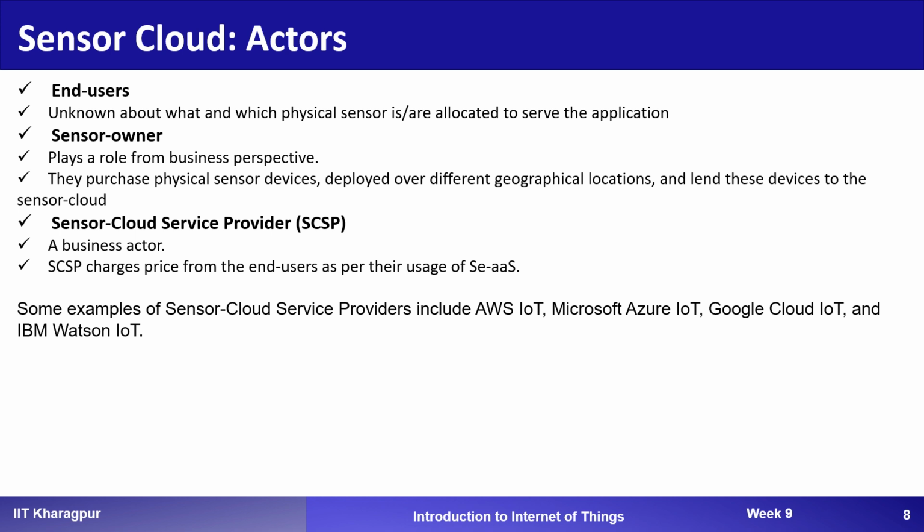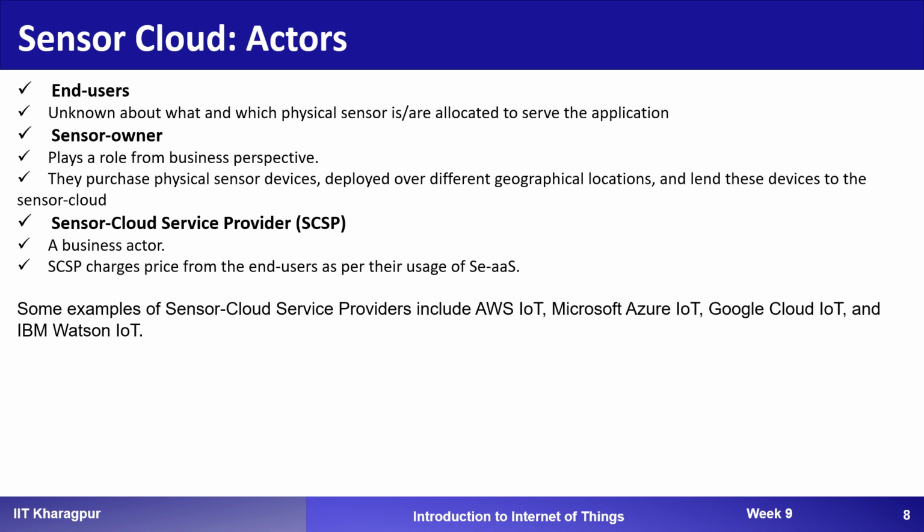So they will take care of the sensors which are available in the network. They will lend these resources to the end users and check the amount of time the end users are using the resources, and they will also check for the different types of sensors the end users are using, and based on these characteristics they are going to charge the price from the end users.